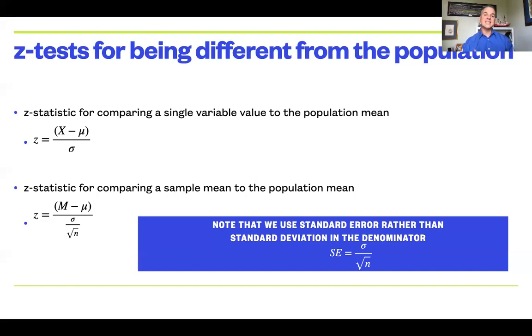And so these z-tests are about things being different from a population. In order to do a z-test, we have to have some information about the population. We need to know the population mean and the population standard deviation on our particular variable. We can then create a z statistic for comparing a single variable to the population, right? Is our single person, our single case, the value for that different from the population mean, right?